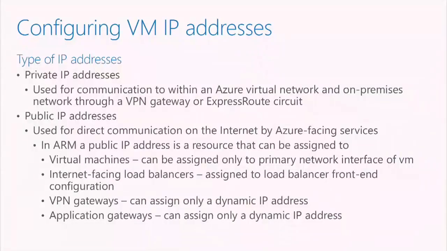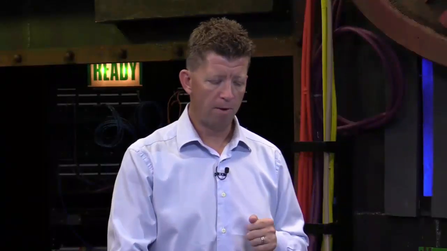There are also public IP addresses. These are IP addresses that are accessible from the general internet and represent ingress and egress points for traffic going to and from your virtual machine. Now, any virtual machine can be assigned a public IP address, and public IP addresses are also assigned to things like load balancers and gateways.